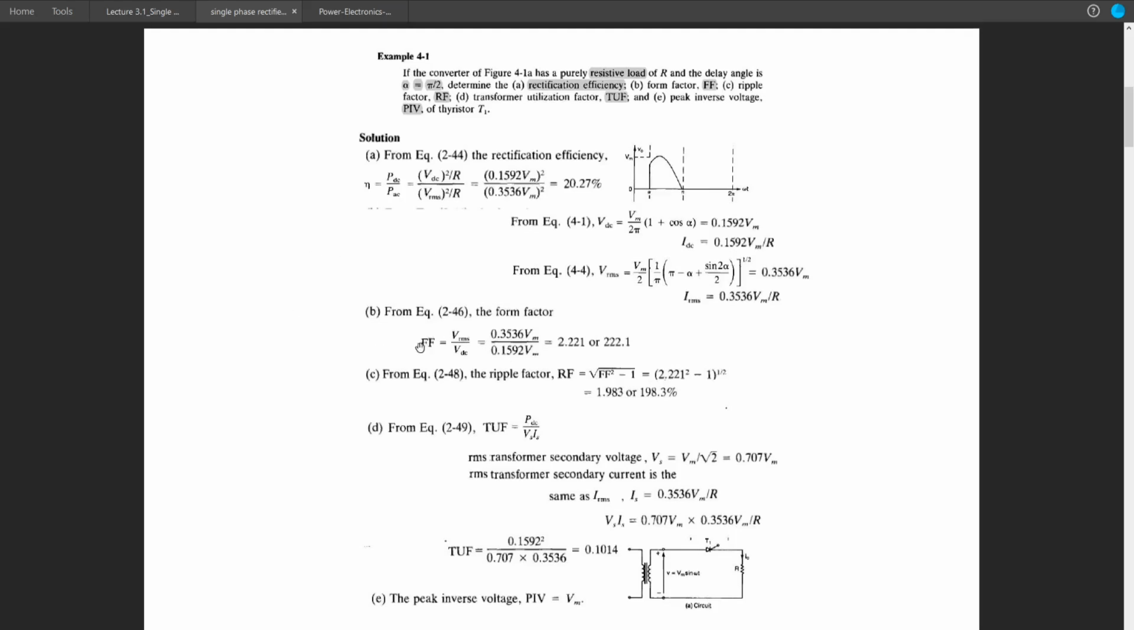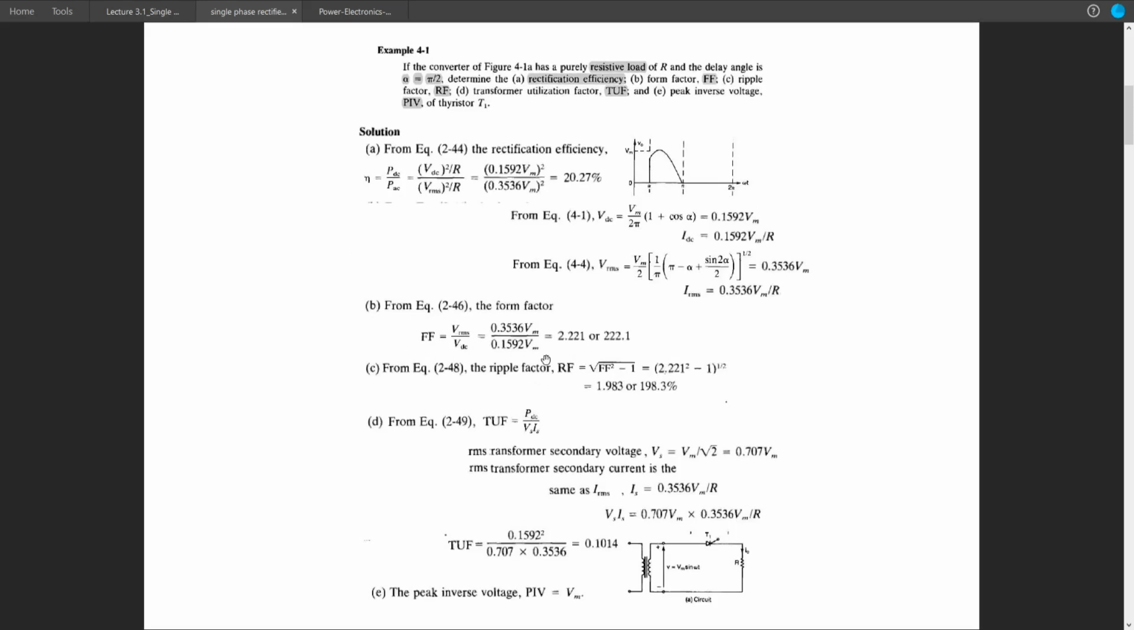A high value of form factor indicates a high value of AC component. So we can easily get the value of form factor from our given numbers. The equation of ripple factor is like this. So if we know the form factor, we can get the ripple factor.